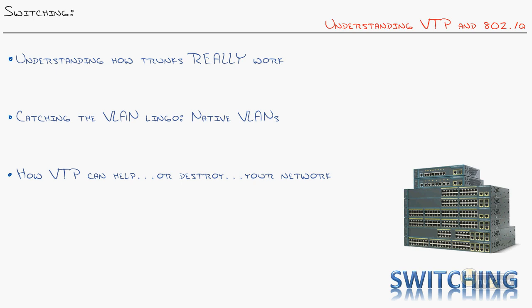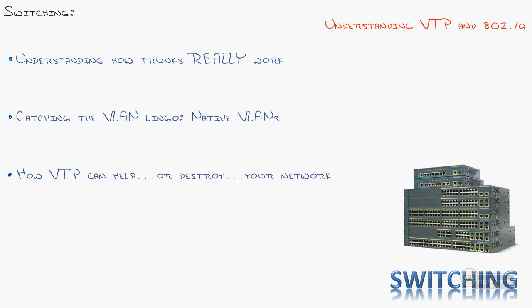Deeper down the rabbit hole we go with VLANs as we unpack VTP and 802.1q. In the last nugget, I gave you kind of the overview. Like, this is what VLANs are. This is why they're great. This is some examples of how we can use them. Now I'd like to unpack the details of it.